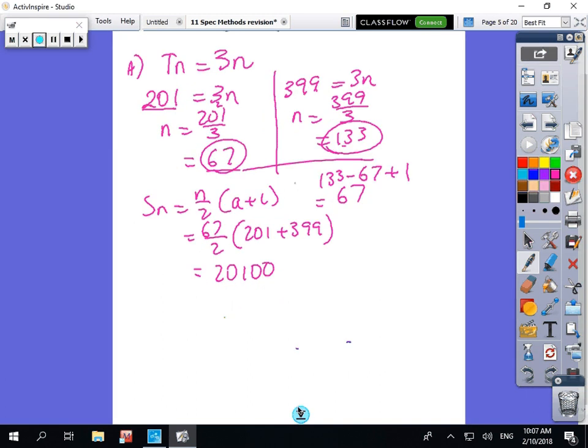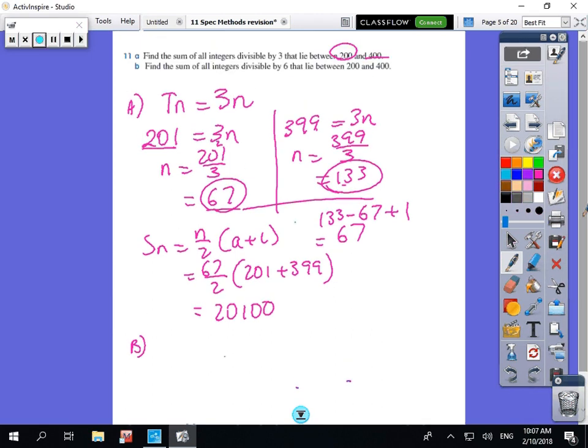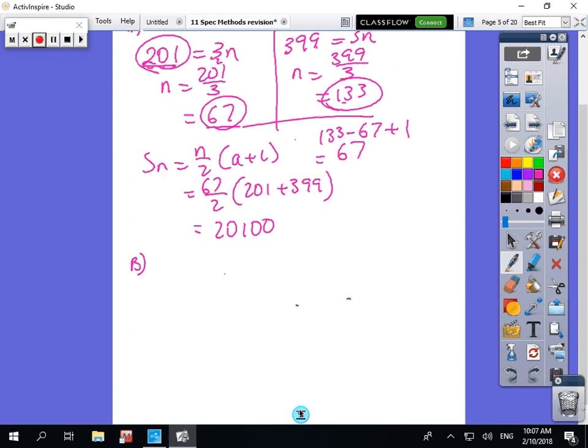Now I won't bother doing part B, but the question was about divisibility by 6. So if a number's divisible by 6, it's also divisible by 3 and 2. So we have to use that same trick where you add the digits, but 2 means it has to be even. So the first number would be 204, and the last number would be 396, and the general term is 6n. So that's the approach you would do, and just do the same steps.